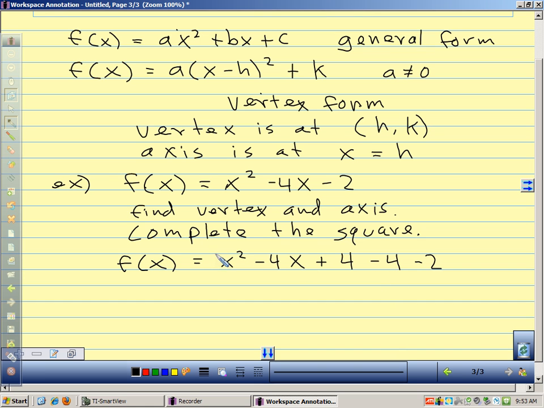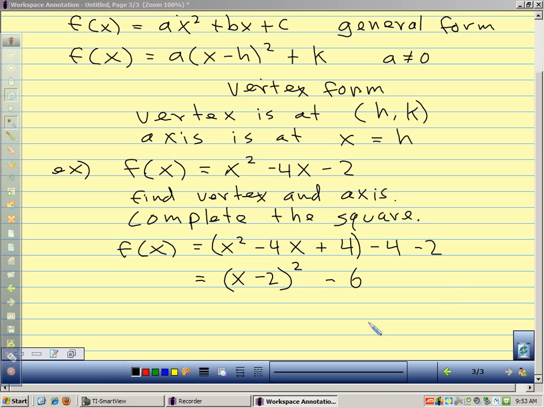So now we're going to look at this part. I've completed the square for this part. So now I can rewrite this as a perfect square. x squared minus 4x plus 4 is (x minus 2) quantity squared. And outside the parentheses, I have a minus 4 and a minus 2. So I have minus 6. And now I have my quadratic function in vertex form. So for this quadratic function, what's the vertex?